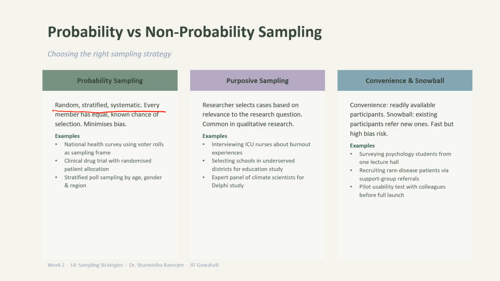Then comes convenience and snowball sampling. Convenience sampling is about whoever is readily available and I make them a participant, and snowball sampling is when existing participants refer me to new ones. So both of these sampling methods are fast. However, there is a very high bias risk.